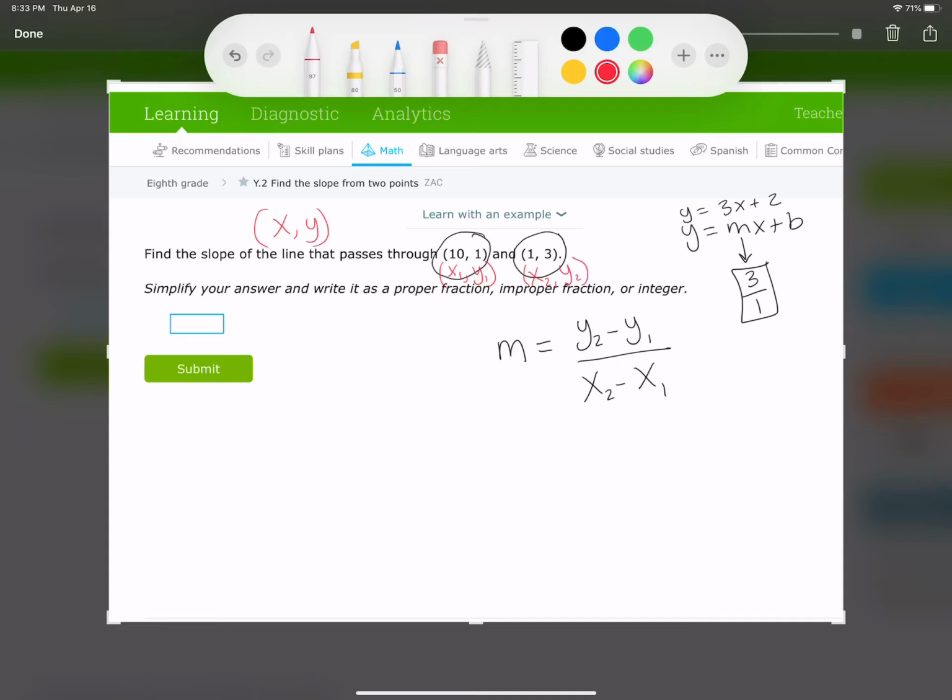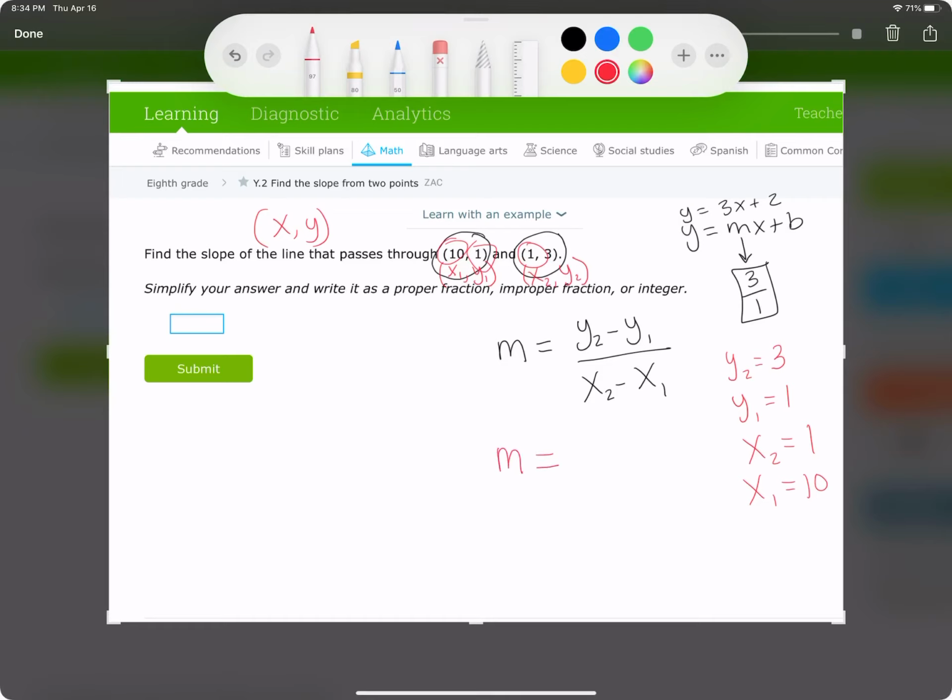So when you're plugging numbers in, you have to think, okay, my y2 is equal to 3. My y1 is equal to 1. My x2 is equal to 1. And my x1 is equal to 10. Now, you don't have to write this out. I just did it so you could see where I'm getting the numbers from when I plug them into the equation. So now I'm writing down the equation.